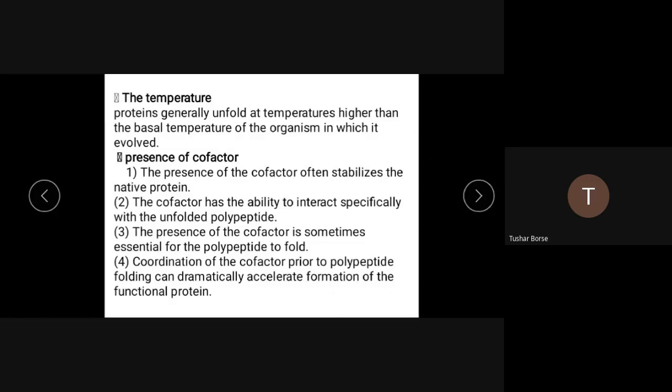Next is the presence of cofactors. During protein folding, many cofactors are present. The presence of a cofactor often stabilizes the native protein. The cofactor has the ability to interact specifically with the unfolded polypeptide. Third, the presence of a cofactor is sometimes essential for the polypeptide to fold. Fourth, cofactors can dramatically accelerate formation of the functional protein.